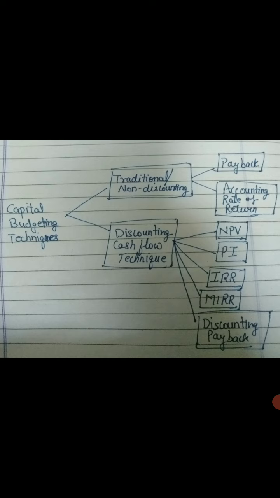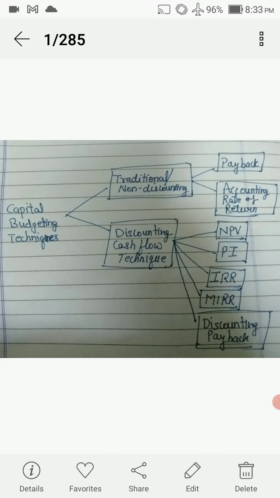Now further, the traditional non-discounting and the discounting cash flow techniques are subclassified into certain parts. The traditional and non-discounted is divided into two parts, that is the payback period method and another one is the accounting rate of return method. Similarly, the discounting cash flow technique is divided into 5 parts.